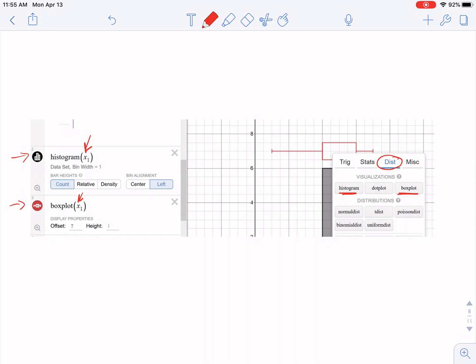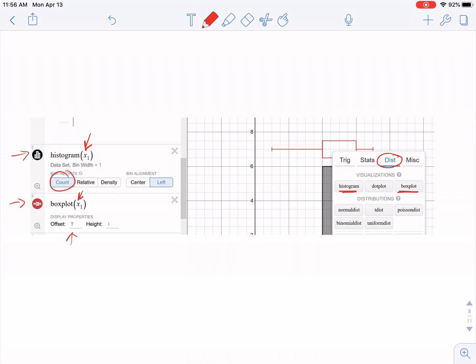Now, you're going to have to play with these. You're going to look at them. You're going to use count. Probably left alignment is easiest. But you're going to have to look at this idea of height and offset and play with those variables.